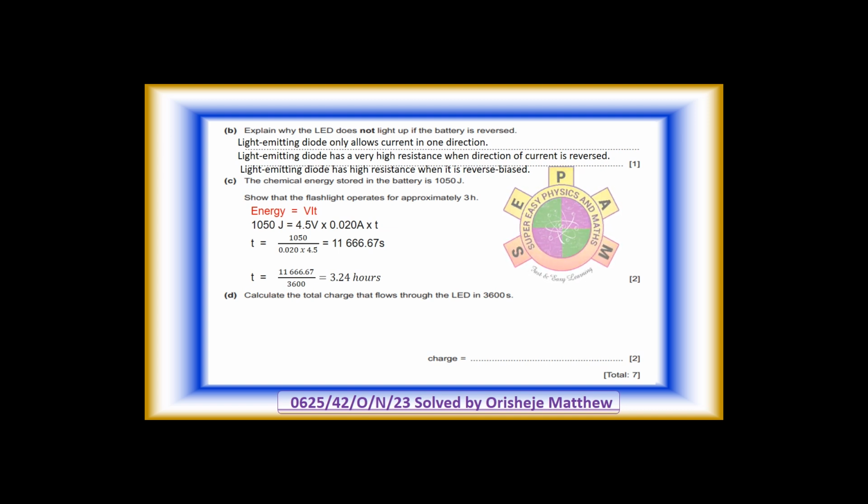Question 6d. Calculate the total charge that flows through the LED in 3600 s. Quantity of charge is equal to the product of time and current in the diode. Quantity of charge is 0.02 amperes multiplied by 3600 seconds. Quantity of charge is 72 coulombs. Total score for question 6 is 7.